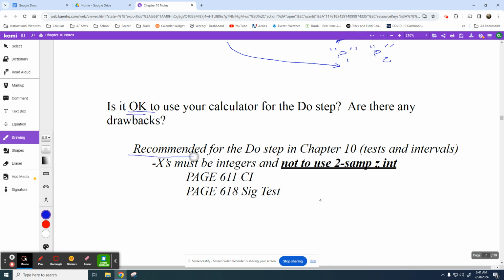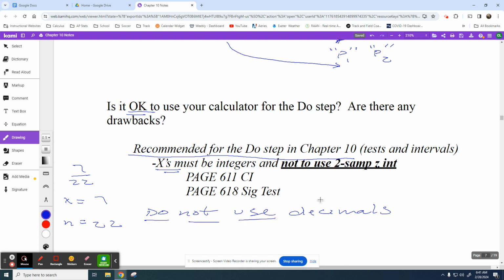In fact, I recommend doing the do step in chapter 10 with the calculator because, as you can see, the formulas are massive. Just understand when you see it in the book, the x's must be integers. In other words, if I have 7 out of 22 shots made, when you put this into the calculator, you have to put 7 and 22. So x equals 7 and n equals 22. Do not use decimals. When you put the info in, it doesn't work. You'll see what I mean when you do that.